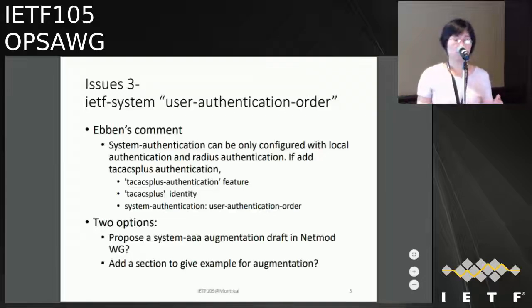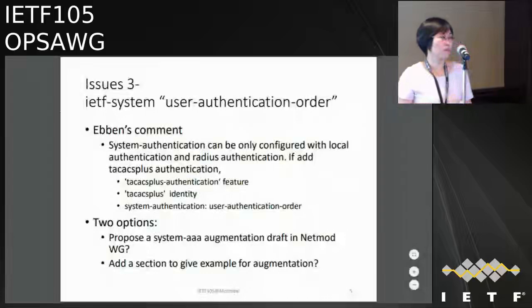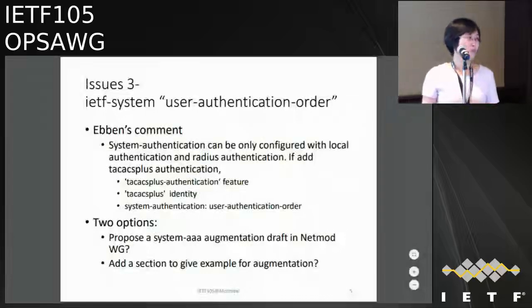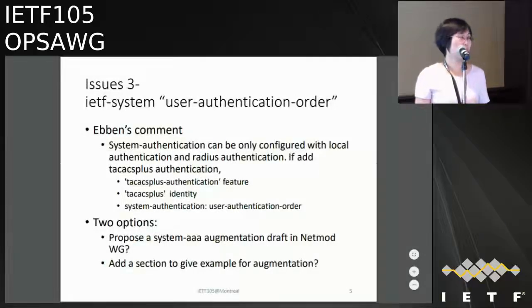Because I think there's also a comment from the Radius extension working group. They don't like the system AAA just including the TACACS plus authentication. They want to have the whole thing, if it's a system AAA draft. But I also think maybe we can add a section to give an example of what the system authentication would look like if TACACS plus were added into it. So right now, I don't have an answer for that. I think it belongs to Opera's area. So I'd like to hear from the ADs.